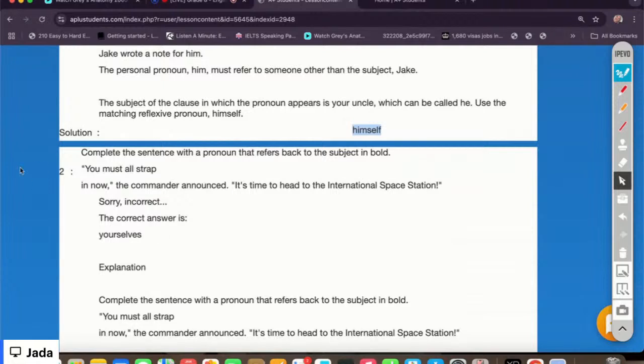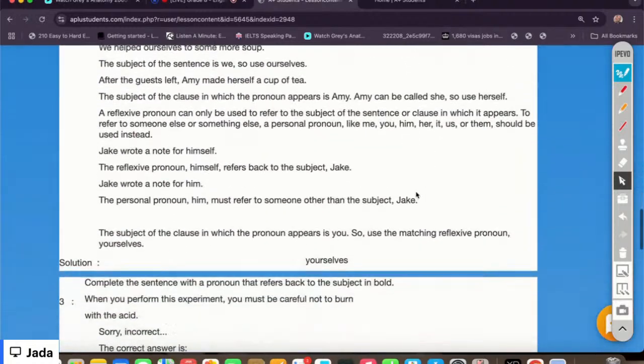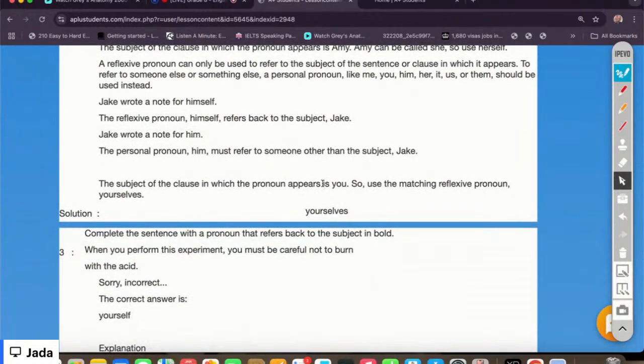We also have: complete the sentence with a pronoun that refers back to the subject in bold. You must all strap dash in now, the commander announced. It is time to head to the International Space Station. So you must all strap what? Yourselves. You and yourselves go together.